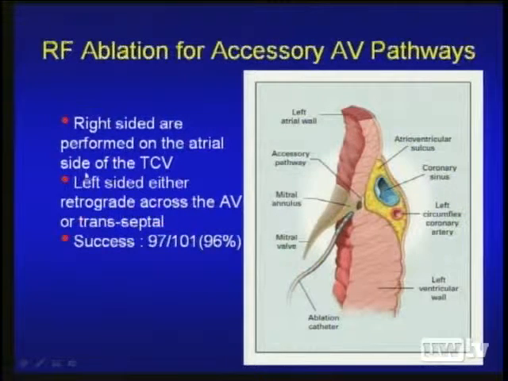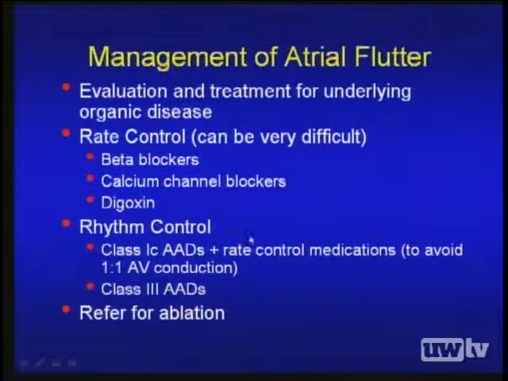On the left side, the catheter can either come up around the aorta and come up underneath the mitral valve and ablate the targeted area, or more commonly now, it's performed by doing a transseptal puncture and bringing the catheter across from the right atrium into the left atrium and then mapping on the atrial side of the mitral annulus. Regardless, it's also a highly successful procedure, a 96% success rate with a very low complication rate.